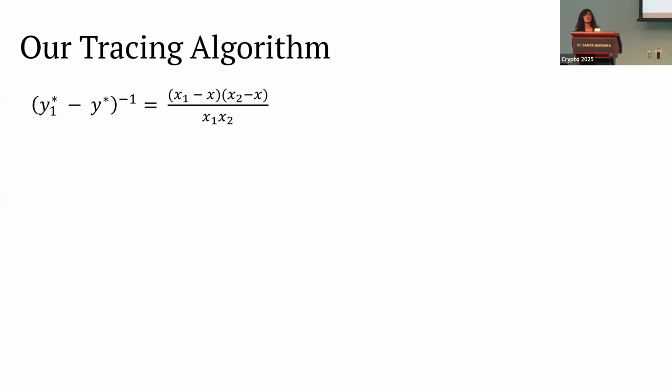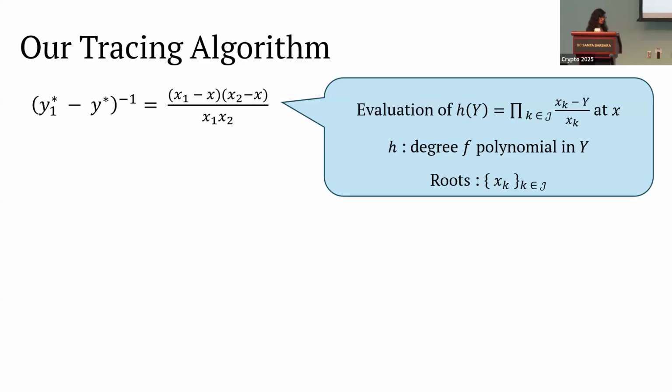So far what we have done is we've run the box two times, and now what we got is y1 star minus y star inverse is equal to this expression: x1 minus x times x2 minus x divided by x1 x2. Now this is the other observation that will allow us to trace. Let me define a polynomial h of y, which is equal to the product of x_k minus y divided by x_k for all corrupt parties k in J.